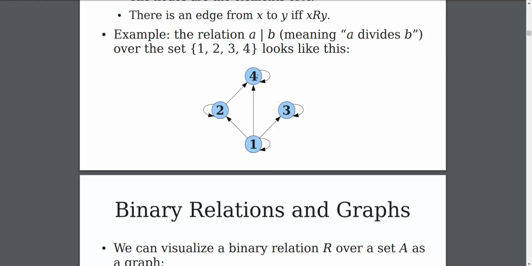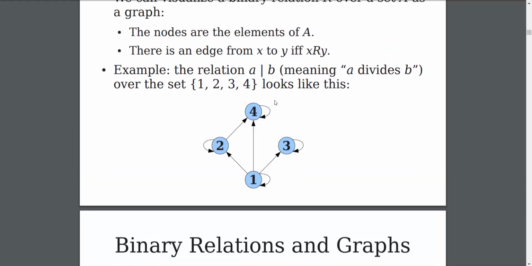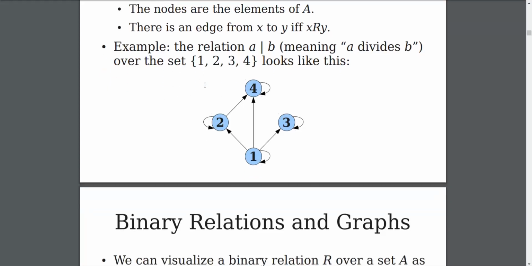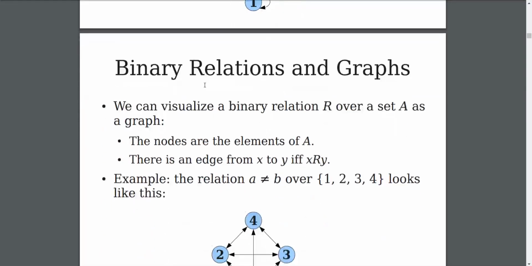So in this case, you have 4 and 4, and you have 1, 4, you have 2, 4, then you have 1, 2, 2, 2, 3, 3. So these are all relations. A divides B over the set 1, 2, 3, 4. Okay. You can visualize a binary relation R over set A as a graph.